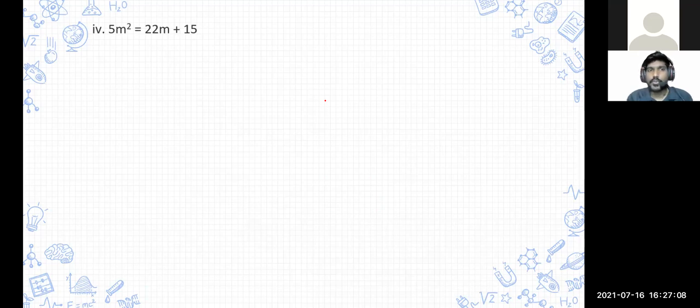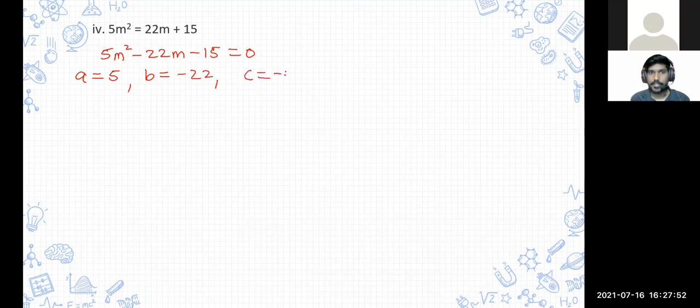Let's do the fourth one. Now the fourth one is 5m squared is equal to 22m plus 15. Note one thing: this quadratic equation is not in the general form. So first you write this in the general form and then we'll start solving it. So it becomes 5m squared minus 22m minus 15 is equal to 0. After this, you identify what is A, B, and C. So A is 5, B is minus 22, and C is minus 15.